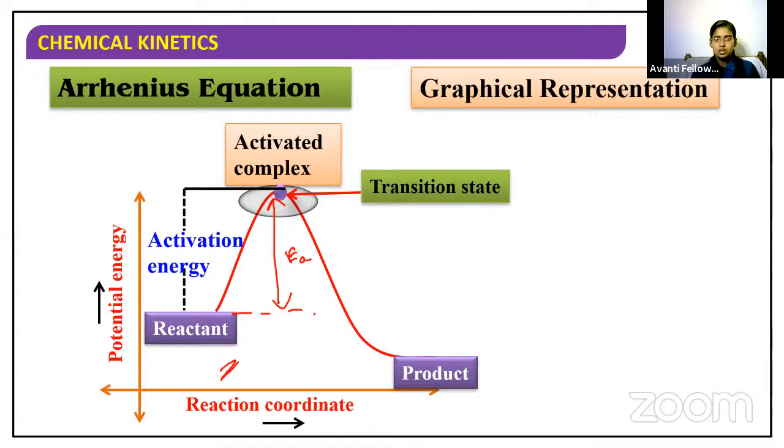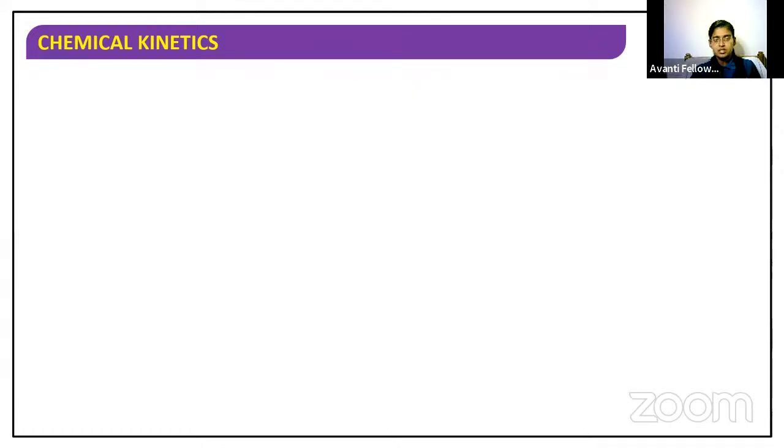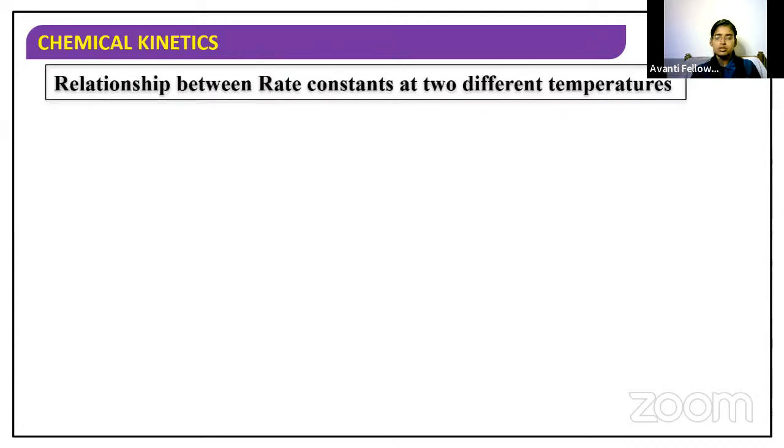Now with this, we'll see one relationship between rate constant at two different temperatures. Is everything clear for all of you? Do you have any doubts about the Arrhenius equation, the terminology involved in it, the straight line equation for it, and the graphical representation? Any doubt from these parts? No doubt. Okay.